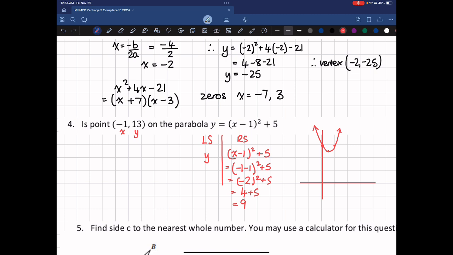And does it make sense that when x is -1, y is 13? Probably not. Definitely makes more sense that it is 9. And you can see that from a little sketch too. But you know that for a quadratic relation, for any x value, there will only ever be one y value. So this will mean that the point -1, 13 is not on the parabola.